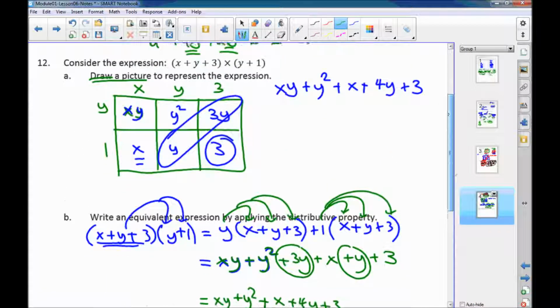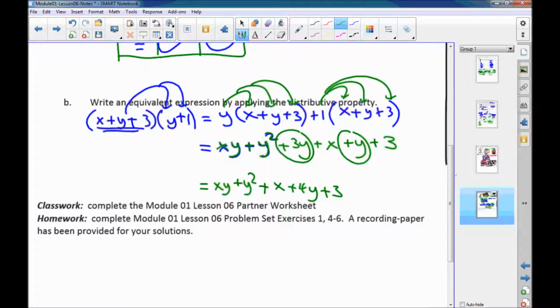And you will have to do this in your homework where you do both the tabular method, or the picture is what they'll call it, and the distributive property method by actually writing out equivalent expressions using the distributive property. All right, don't forget to combine your like terms at the same time. And your homework was exercise 1. And then you skip over 2 and 3, and then you do 4 through 6.